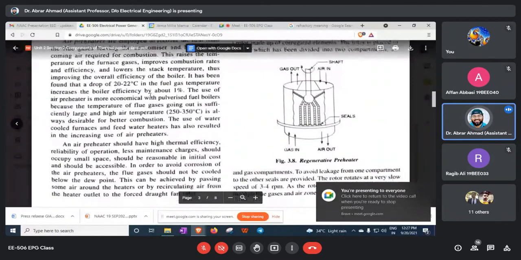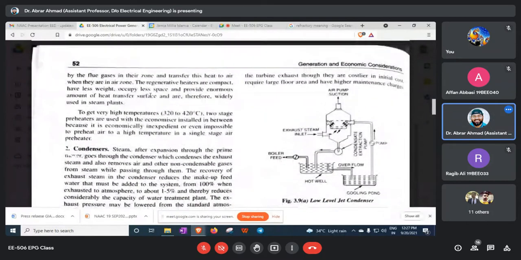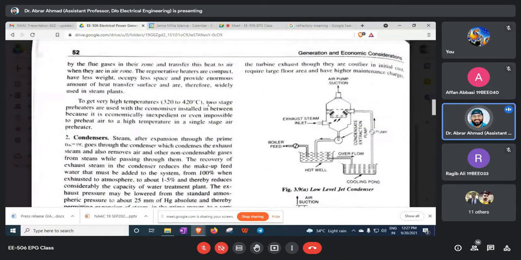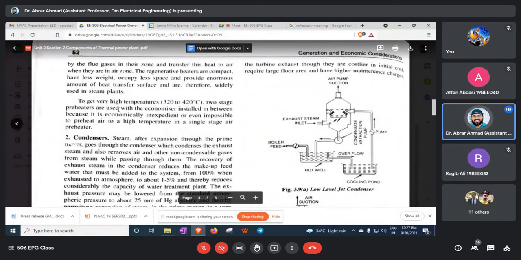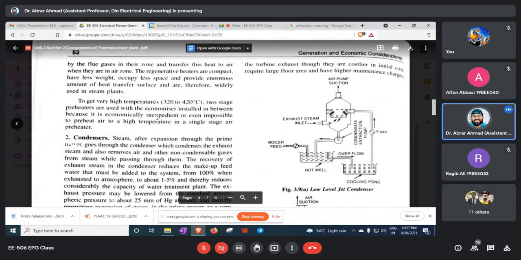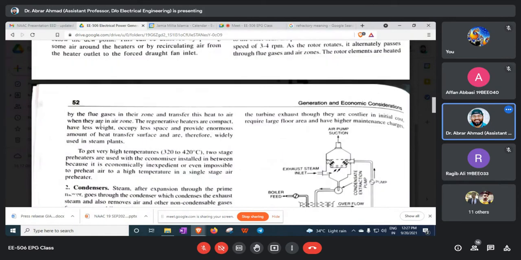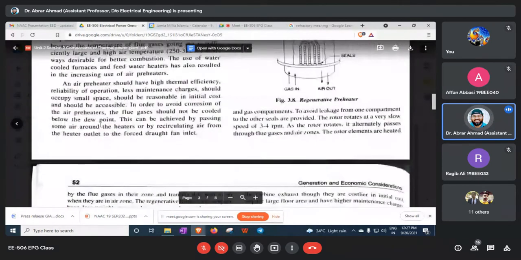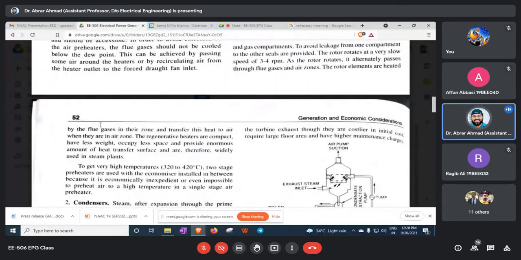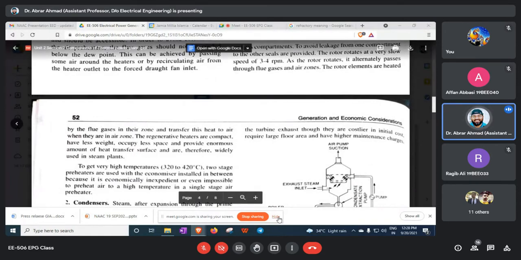If you come back to our, okay, so we can also discuss that they get very high temperature, 320 to 420 degrees centigrade. Two stages of preheaters are used with economizers installed in between because it is economically expedient or even impossible to preheat air to high temperature in a single stage. So it's additional information that it is not possible to take all the heat from the air at a single stage. So you have to have multiple stages for that.